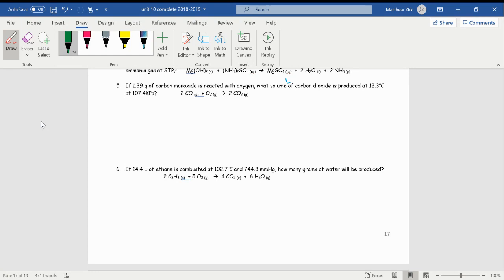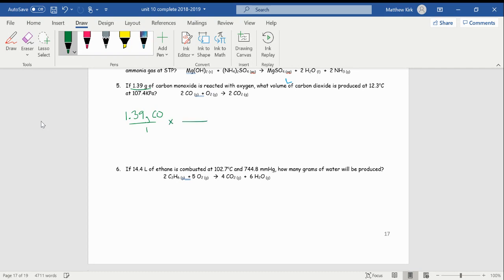So as I take a look at this, if I was working this out, my given is 1.39 grams. Be careful here. Temperature and pressure are not going to be used in the stoichiometry setup. They're going to be used in the other part of these types of gas problems. So we're given 1.39 grams of carbon monoxide. Put that over 1.